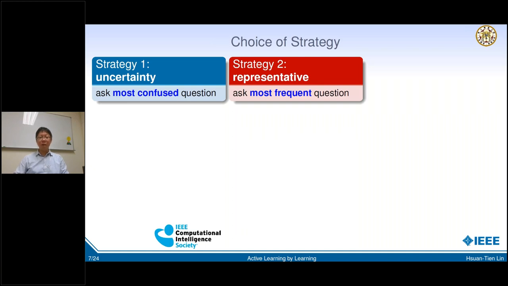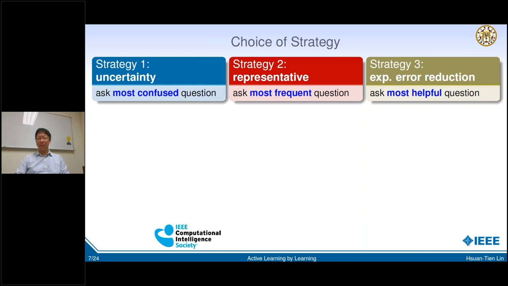And the other strategy is called representative sampling. Basically, sampling the denser part of the unlabeled pool. In the unlabeled pool, there are some questions where there are lots of similar questions nearby. If you ask this kind of question, it is like asking the most frequent question, and it is called representative sampling in the active learning literature.